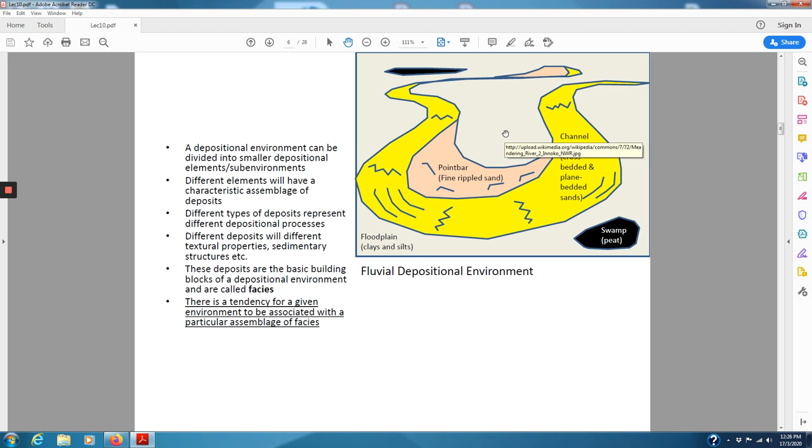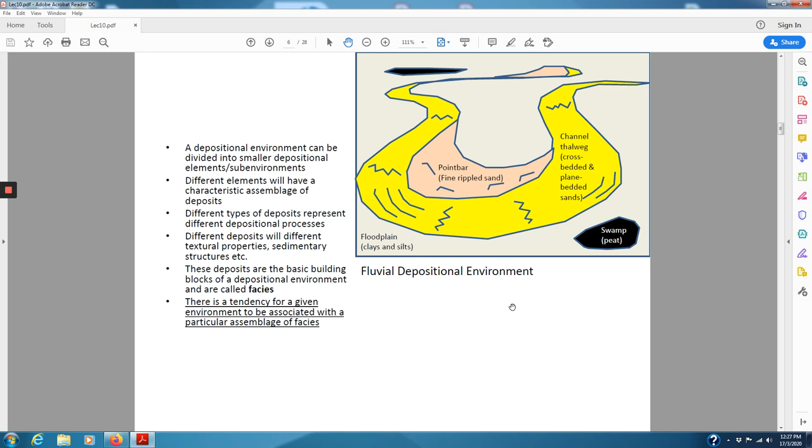And you get these different kinds of deposits in different areas because different types of deposits represent different depositional processes, right? So you have high energy unidirectional current flow in the channels themselves, lower energy flow on the point bars, and very low energy on the floodplain, right? So you get different deposits developing. So yeah, these different deposits then will have different textural properties, different sedimentary structures, and also other kinds of different characters, right? So these deposits are the basic building blocks of your depositional environment.